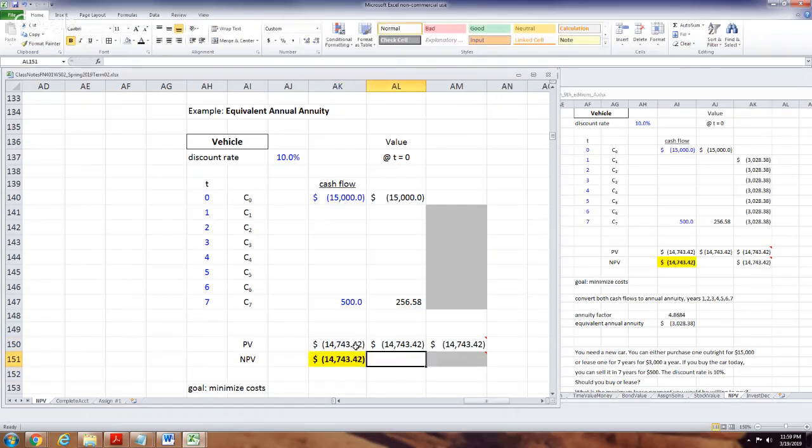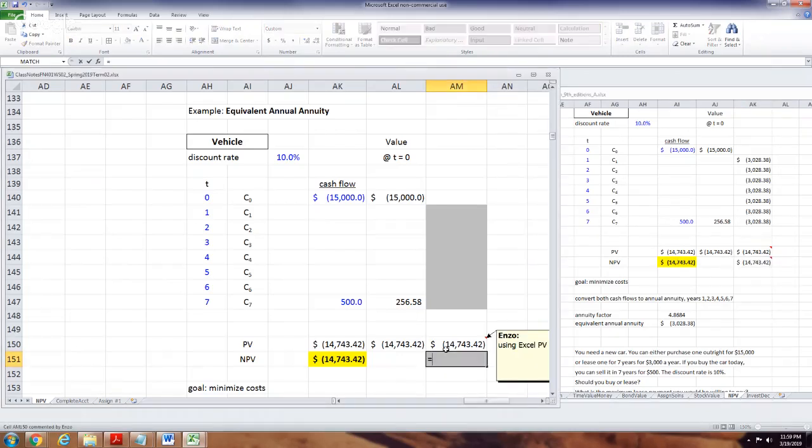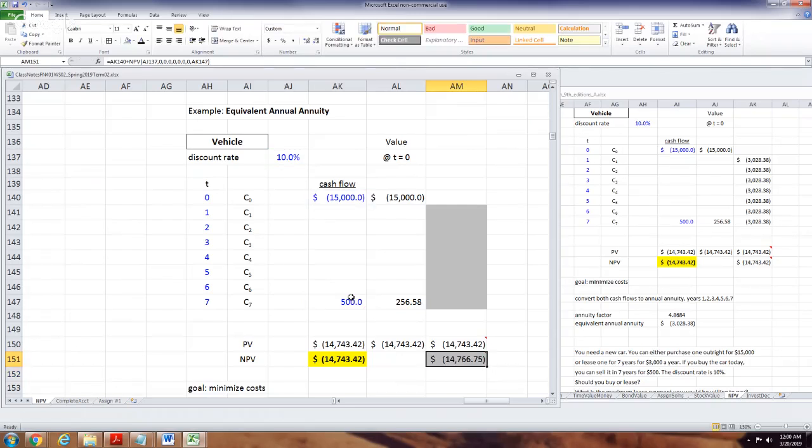This is just equal to that, and this is equal to this guy. How do I do this? Yeah, we did it like this. Equals the initial number plus NPV, 10%, and it's going to be 6 zeros, and then the 500. Right, because there's no cash flows in between. And there's your net present value.